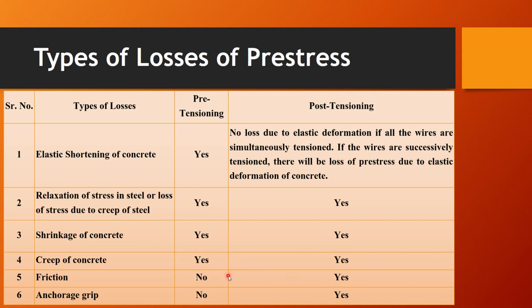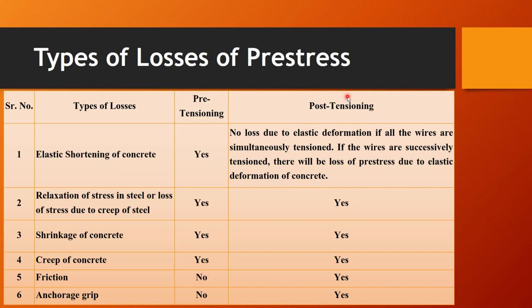We are not going to consider it in pre-tension members, because as I told you earlier, in case of pre-tension members, we are going to apply the tensile force first to the tendons, and we are going to cast the concrete, and then we are going to release, we are going to cut the tendons. And the main concept we assume here is that there is a perfect bonding between the steel and the concrete. So there will not be any kind of friction between these two surfaces. That's why we are not going to consider this loss in case of pre-tension.